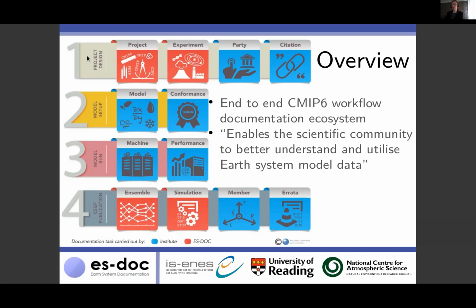So just for example, looking at the top row here, the details of the project, in this case CMIP6, and all the various experiments involved, those details are fully automated by ESDoc, whereas the party and citation, I'm going to define these terms in a second, need input from the parties themselves, these modelling institutes. But where input is required, ESDoc streamlines that so that it's as simple as possible for the people involved.